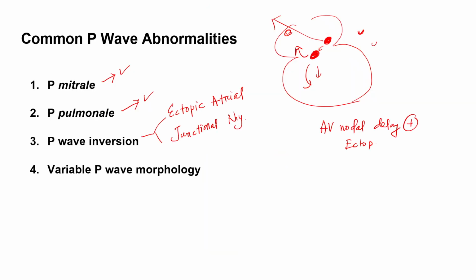Now the last part of the P wave abnormality is the variable P wave morphology. It's very simple to understand. Inside the atrium there are various trigger points producing multiple action potentials at various time points. The first action potential is produced by this, the second by this, the third by this, and so on. So they will produce variable P wave morphology depending on the location of those trigger points.